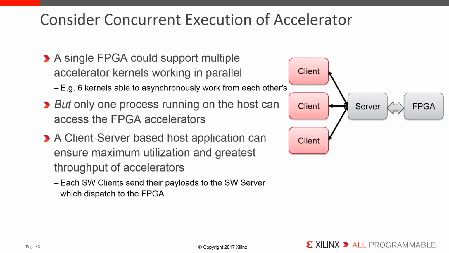This last slide about optimization is an advanced topic which requires more host code changes. Suppose a kernel or a set of kernels in the FPGA can process several workloads in parallel. Only one software process can access the FPGA at any one time. In order to maximize the FPGA utilization, a client-server host application can be used to ensure that the client process can submit workloads to the server process. In turn, the server process will dispatch workloads to the FPGA.